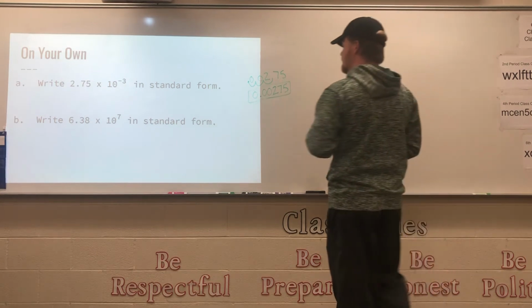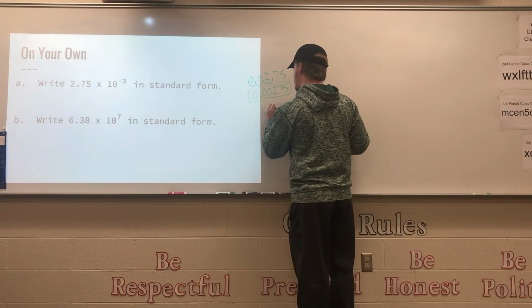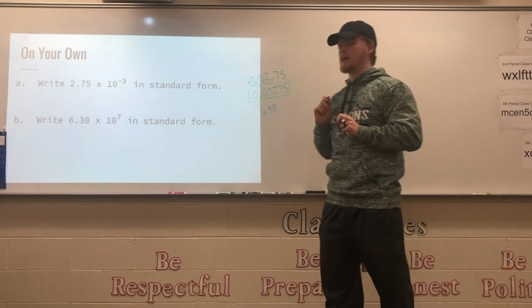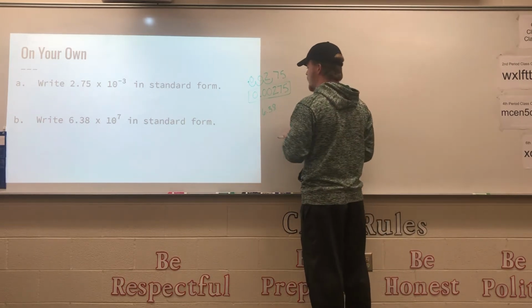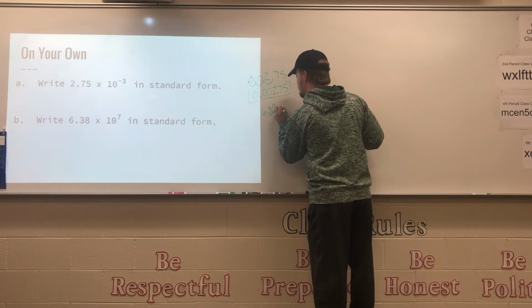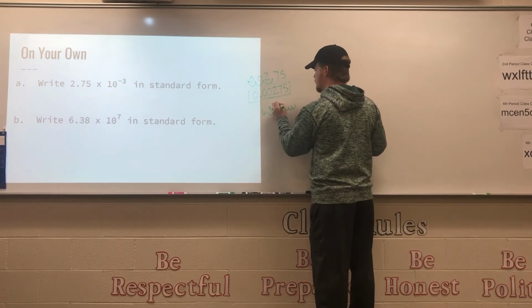Let me do the next one, 6.38 times 10 to the seventh in standard form. So again, positive exponent here, that means I need to move my decimal point to the right. So 6.38 to the right 7 times: 1, 2, 3, 4, 5, 6, 7. So this is going to be a very large number.